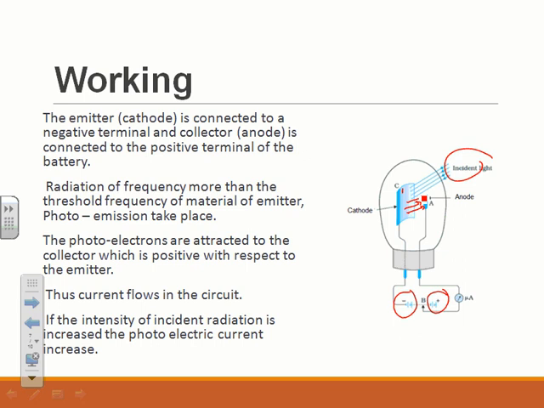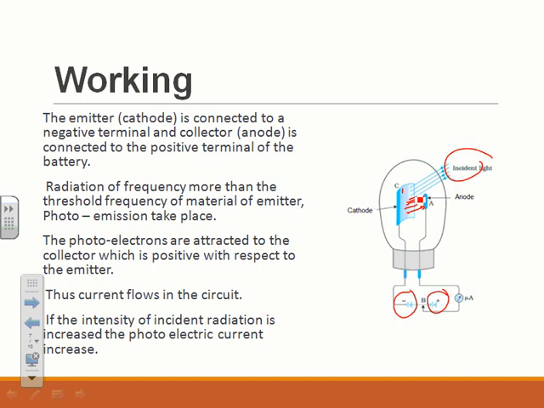If the radiation energy, or intensity of the light radiation, is more, more electrons are generated from the cathode and thus more electric current will be produced. So this is the working principle of the photoemissive cell.